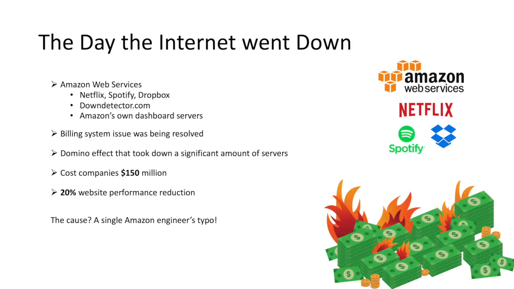An example of this was the day the internet went down. Amazon Web Services, which hosts websites and companies such as Netflix, Spotify, and Dropbox, had a billing system issue that was being resolved. This caused a domino effect that took down a significant number of servers of theirs. The server actually hosted their own dashboard servers, as well as downdetector.com, a website that actually tells people when websites are down. This ended up costing companies $150 million and resulted in a 20% website performance reduction. The cause for this? A single Amazon engineer's typo.